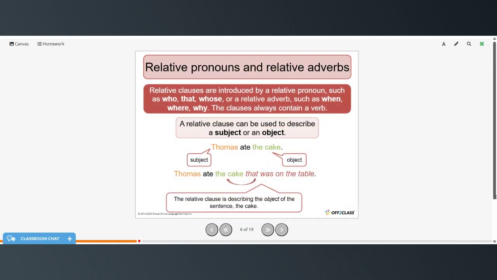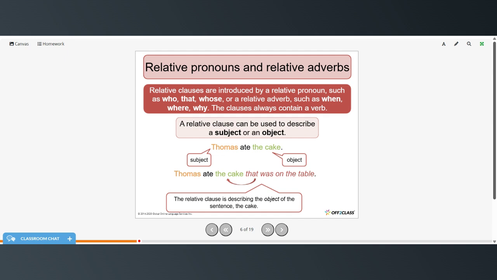Now, relative clauses are introduced by a relative pronoun, such as who, that, whose, or a relative adverb, such as when, where, or why. The clauses always contain a verb. A relative clause can be used to describe a subject or an object.